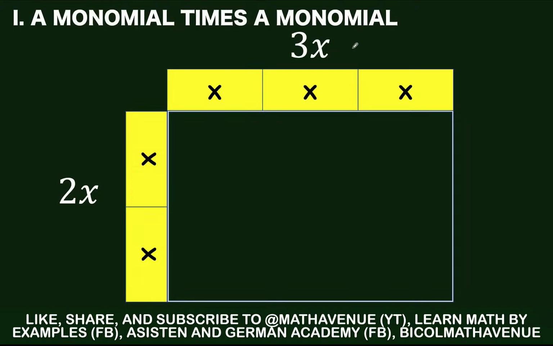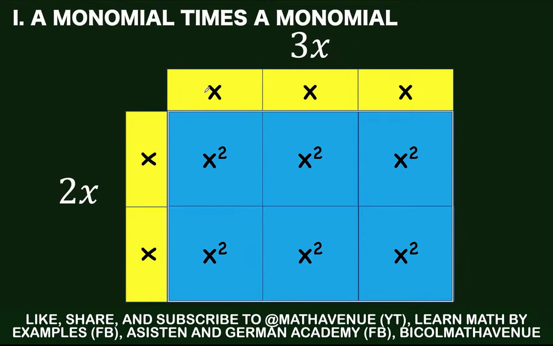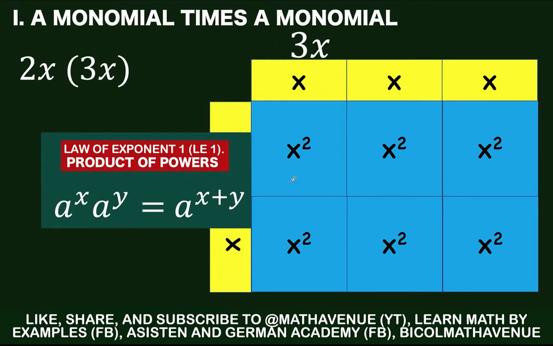So what's the area now of this rectangle? Let's tessellate it with x squared. Why x squared? Because x times x is x squared. So all of these are of dimension x times x. The area is x squared. And how many x squared are there? All in all, there are 6. And therefore, we now say that the product of 2x times 3x is equal to 6x squared. 1, 2, 3, 4, 5, 6. Visually, you can see this 6x squared.